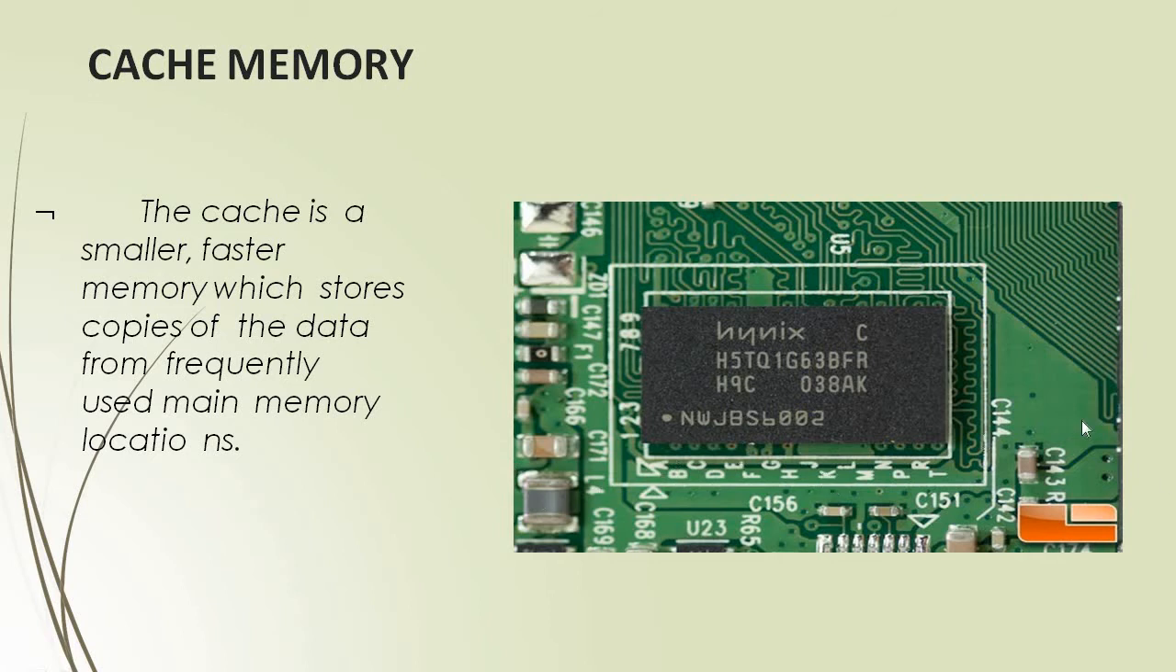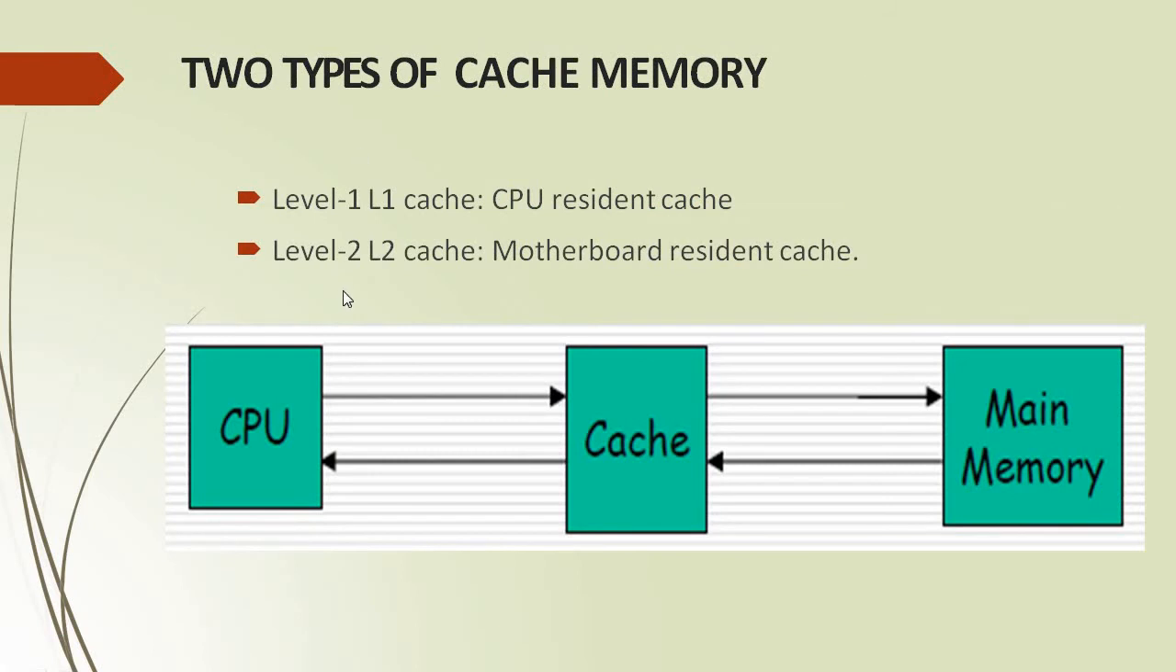It is a smaller, faster memory which stores copies of the data frequently used from main memory locations. Here are the two types of cache memory. First is level 1, that is L1 cache, which is CPU resident cache. Second is level 2, L2 cache, which is a motherboard resident cache. Here you can see CPU, cache, main memory.